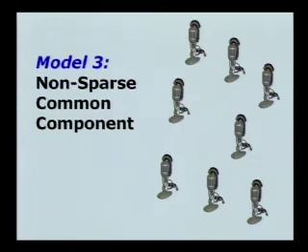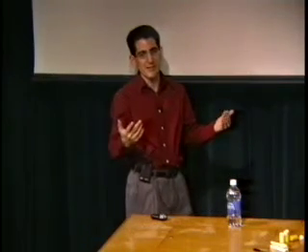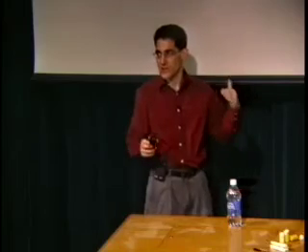Our third and final model for joint sparsity involves a common component which is not sparse. As an application, you can think, for example, of video. If I'm considering the video of this talk, each of the images individually maybe is not very sparse. You would need a lot of bits to encode that image. But if you look at the differences between successive frames, those differences could be very minute. The differences, the motion vectors, would be very sparse.